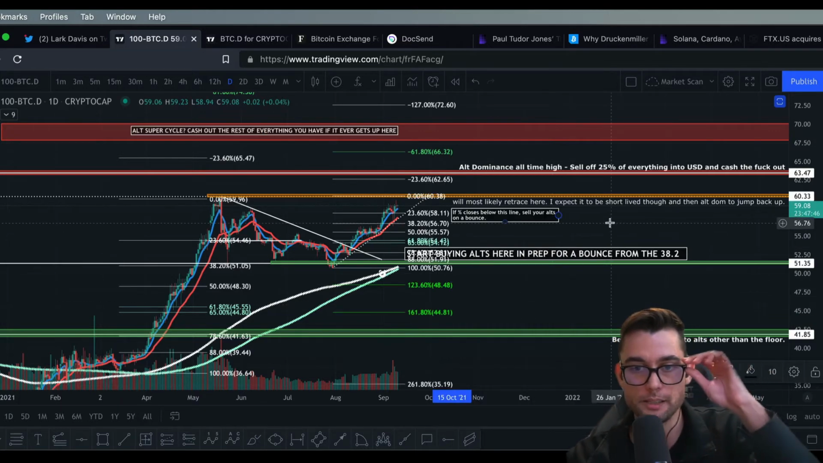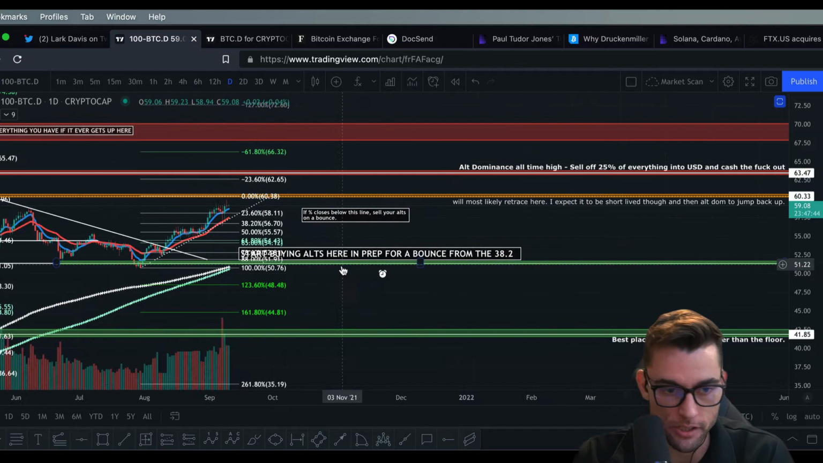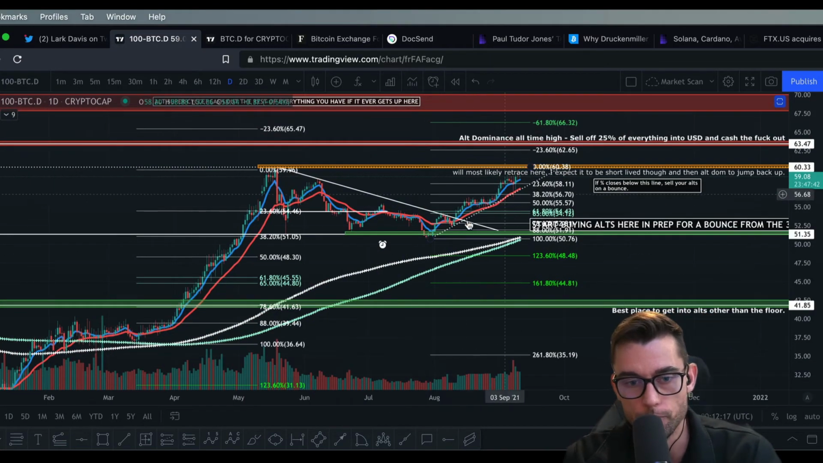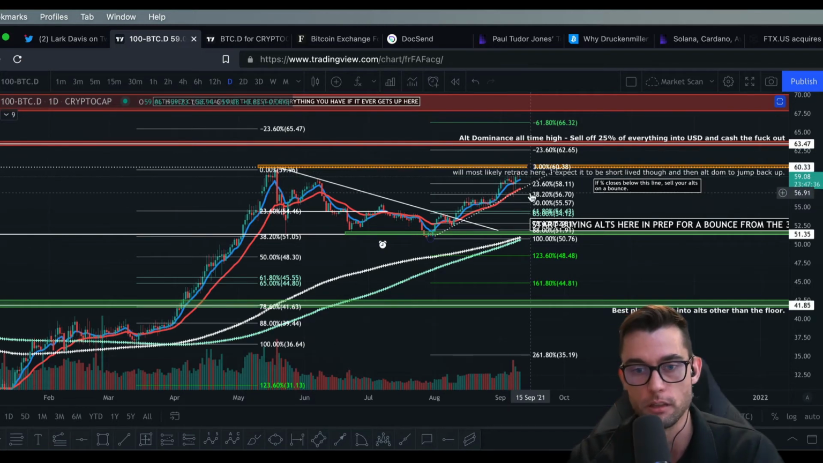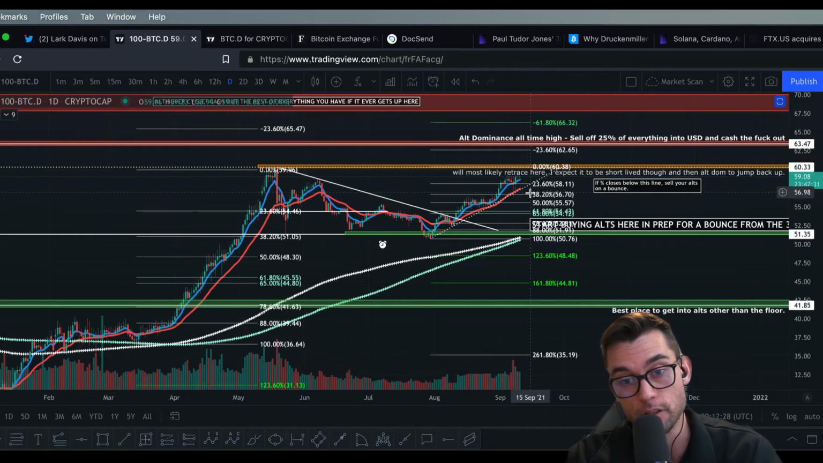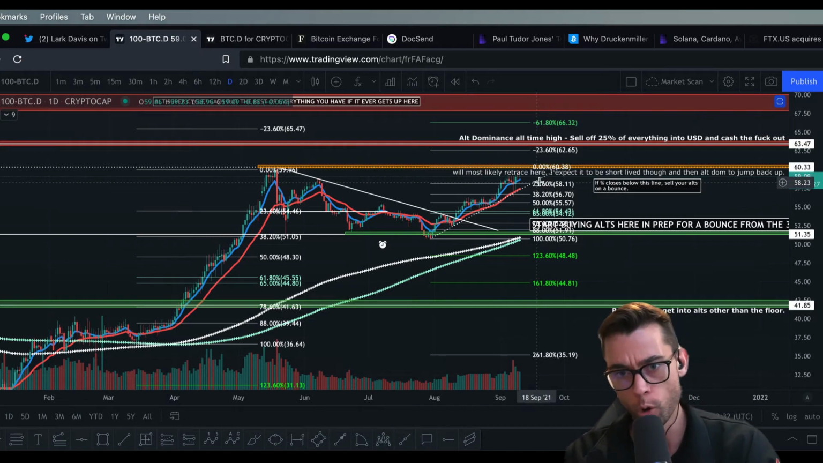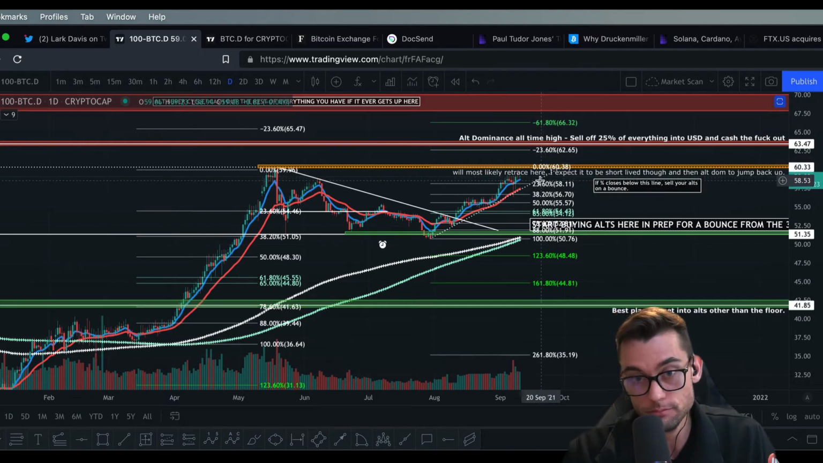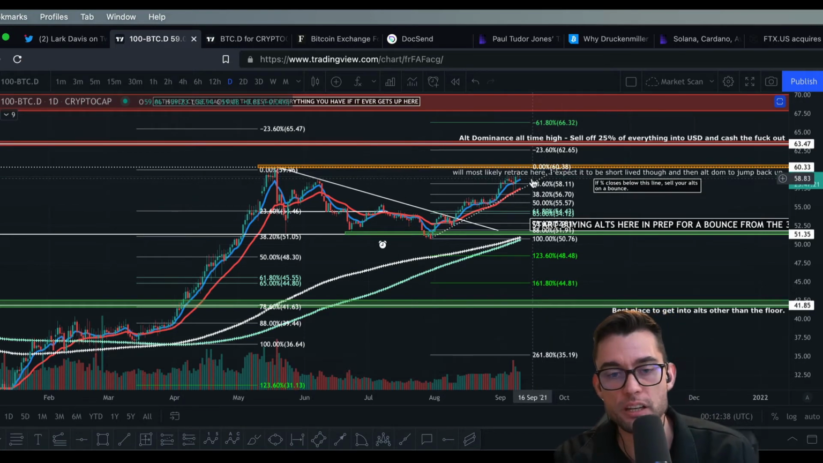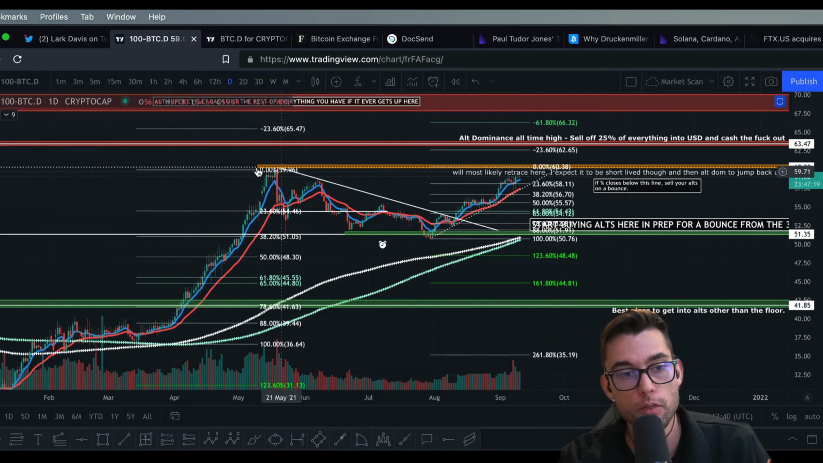Oh, I guess one more thing that I just added was that you could clearly see there's a huge support line right here. So if this altcoin dominance level falls beneath and closes beneath this, I would want to get out of my alts after they make a bounce off the 38.2 and maybe retest this or come close to retesting this. That's when I would want to get out of them, because it would become such a big resistance. Just like this line right here was a big resistance, right?